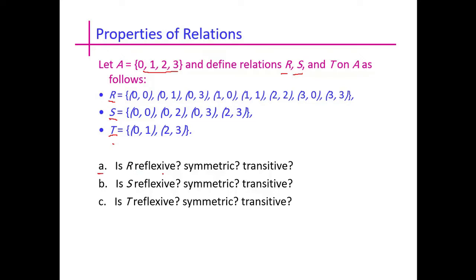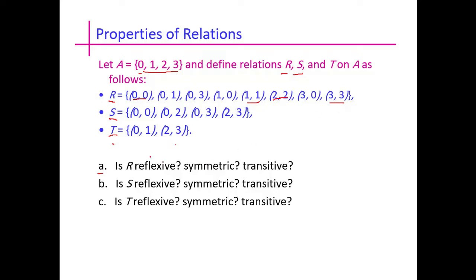So the question is, in part A, is R reflexive, symmetric, transitive? We have to check three things about that relation. For reflexiveness, we must check that each element is related to itself. We need to check it for all the elements present in A. For 0 we see that (0,0) is present, and (1,1) is also present, (2,2) is present and (3,3) is also present. So for all these elements we say that it is reflexive.